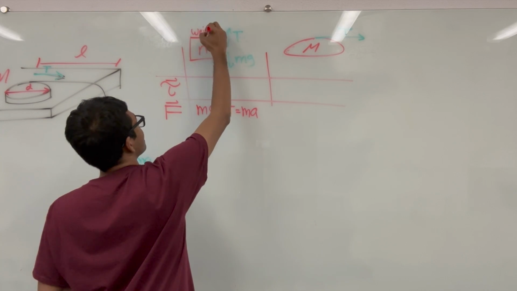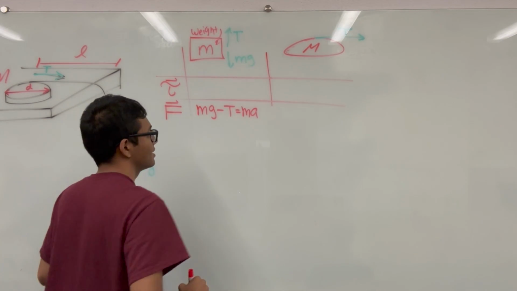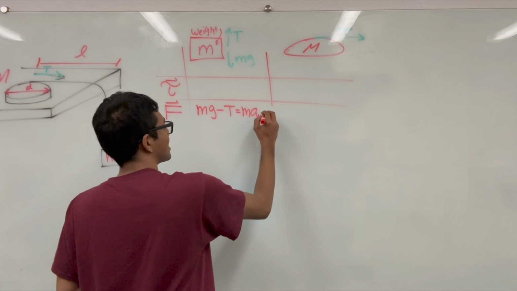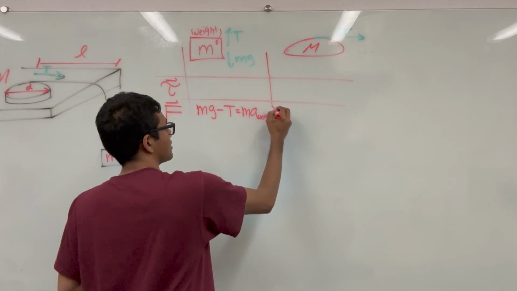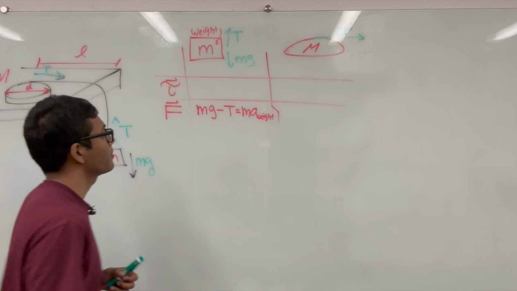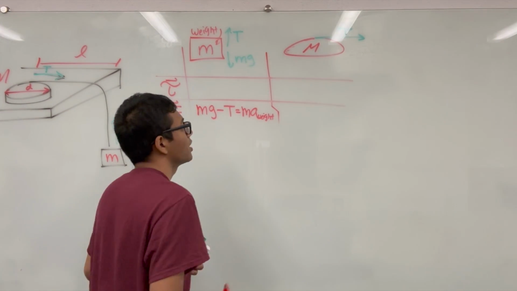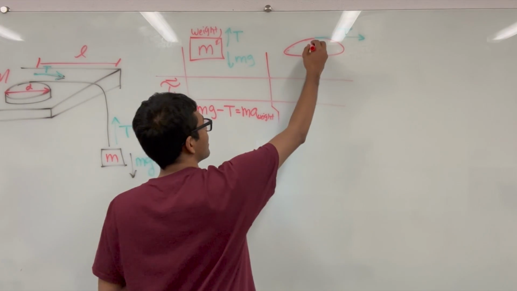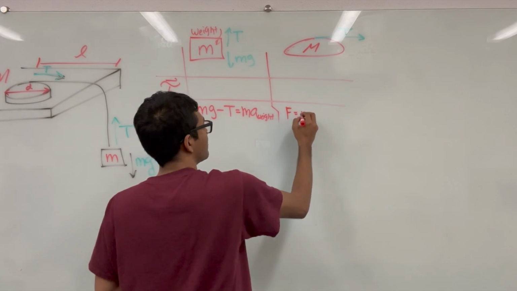Okay, I'm going to call this thing the weight that's attached to the spool. So acceleration of weight. Okay, great. And what about F equals ma applied to this? Well, same idea, right? I have F equals ma.